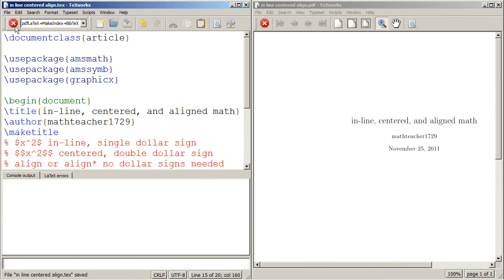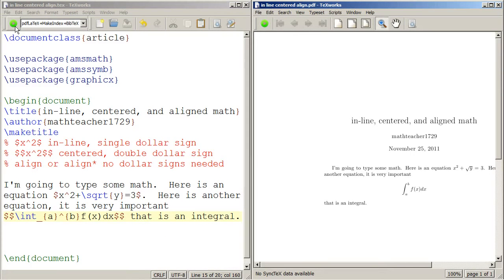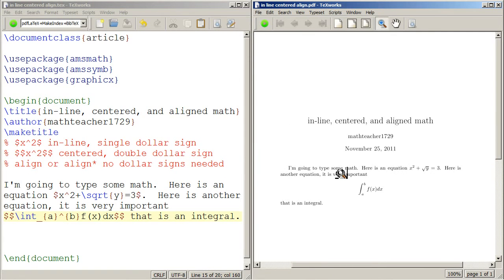But let's compile these to notice the differences between them. So we compiled the document, and here's how it looks. I'm going to type some math. Here's an equation, x squared plus square root of y equals 3. Notice that that's just right in the middle of the sentence, and we just keep going after that. Here's another equation that's very important.